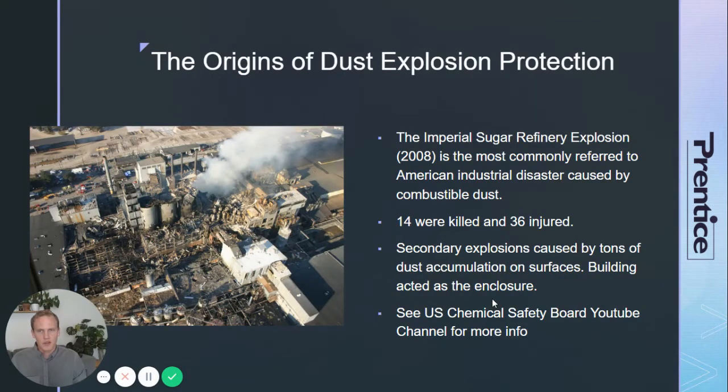So how has the field developed? There's actually a very recent example of a dust explosion, and it's probably the most often cited industrial disaster for combustible dust hazards. In 2008, the Imperial Sugar Refinery in Georgia exploded. 14 people were killed, 36 were injured. One of the main reasons there was so much damage is because poor housekeeping had led to accumulation of sugar dust on equipment, and when the initial explosion happened, all that dust got shaken loose and then ignited and the building exploded. The building acted as a giant enclosure. You can go to the U.S. Chemical Safety Board's YouTube or website if you want to learn more about that.